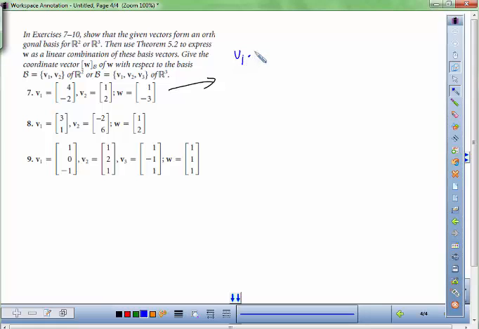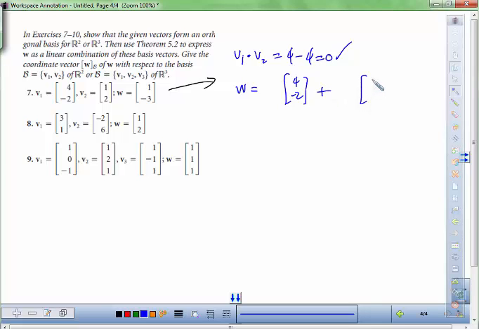V1. First, we want to make sure that it's orthogonal. So there's only 2 of them. Let's dot them, and then we'll see that this equals 0. This is 4 minus 2 times 2 is 4, so that's equal to 0. So this is an orthogonal set. Next, we want to express W as a linear combination of V1 and V2.